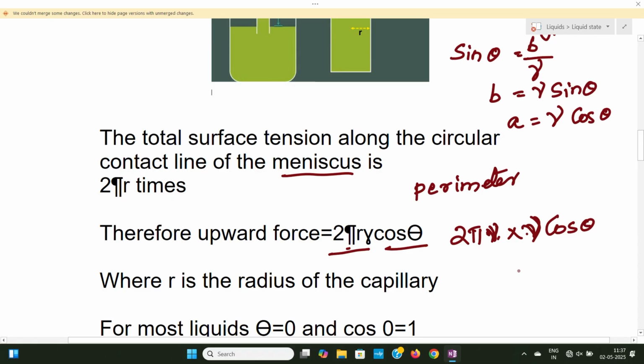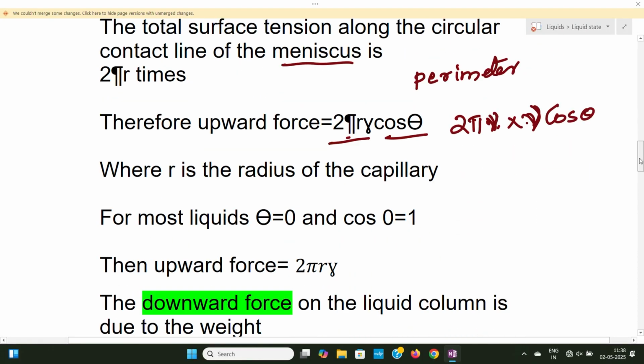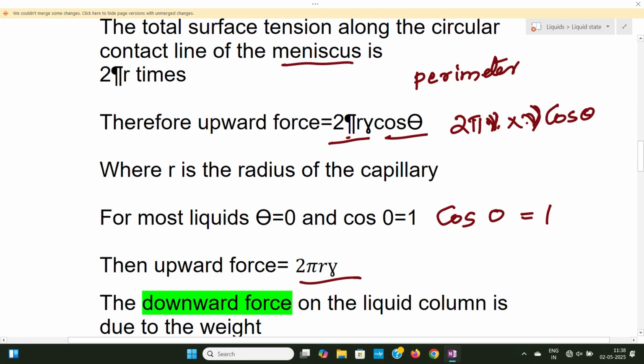For most liquids, theta is 0. If we take water, theta will be 0, that means theta is less than 90 degrees. Then cos 0 is 1. Therefore, the upward force 2 pi r gamma cos theta, since theta is 0, cos theta will be 1, so the upward force will become 2 pi r gamma.